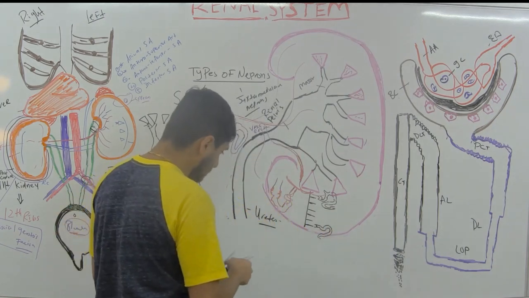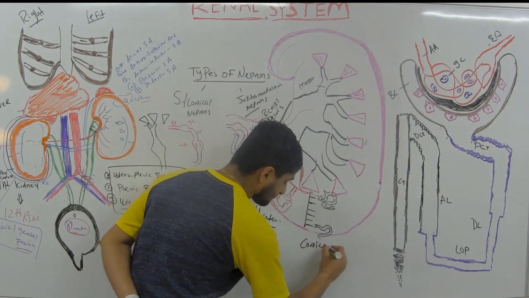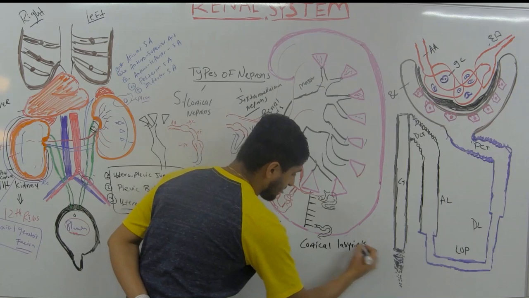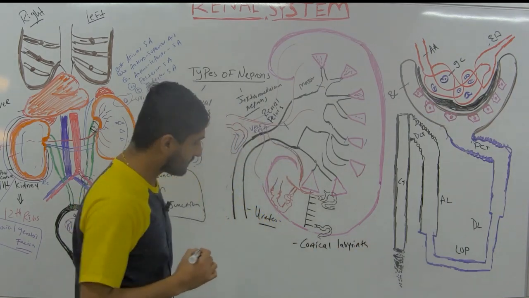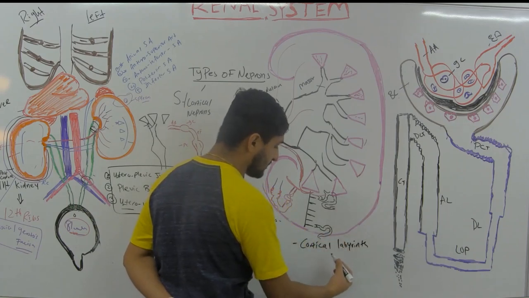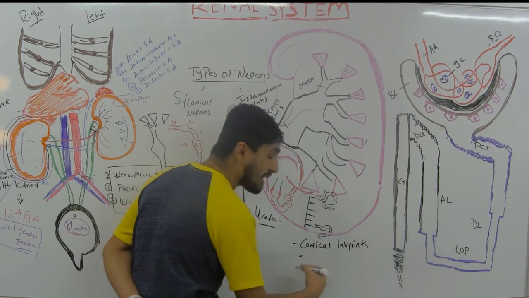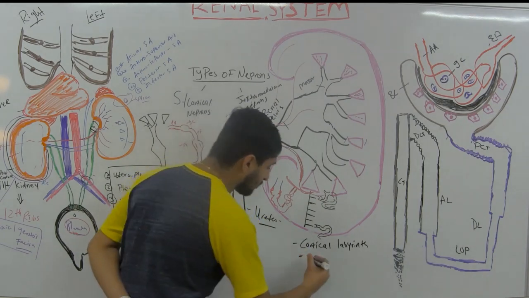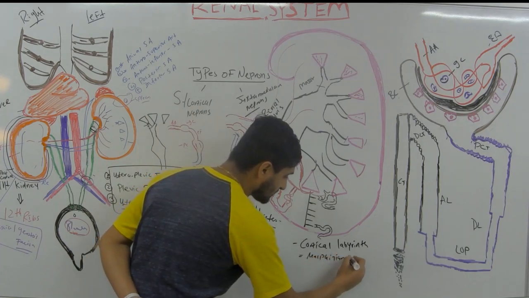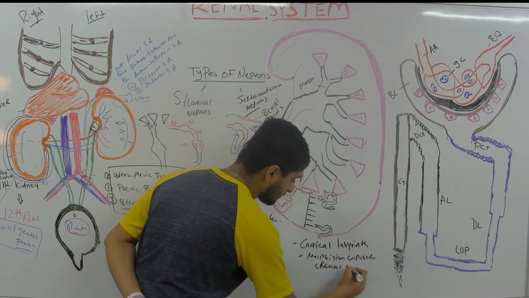We call that portion the cortical labyrinth, okay? In histology we call them the cortical labyrinth. And this cortical labyrinth right here in the cortex contains Malpighian corpuscles. What are Malpighian corpuscles? You can call them Malpighian corpuscles, or simply renal corpuscles.